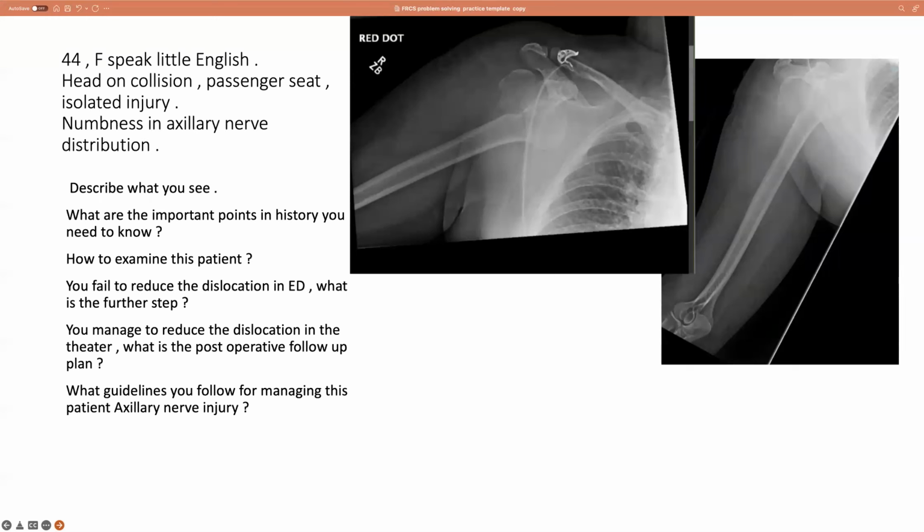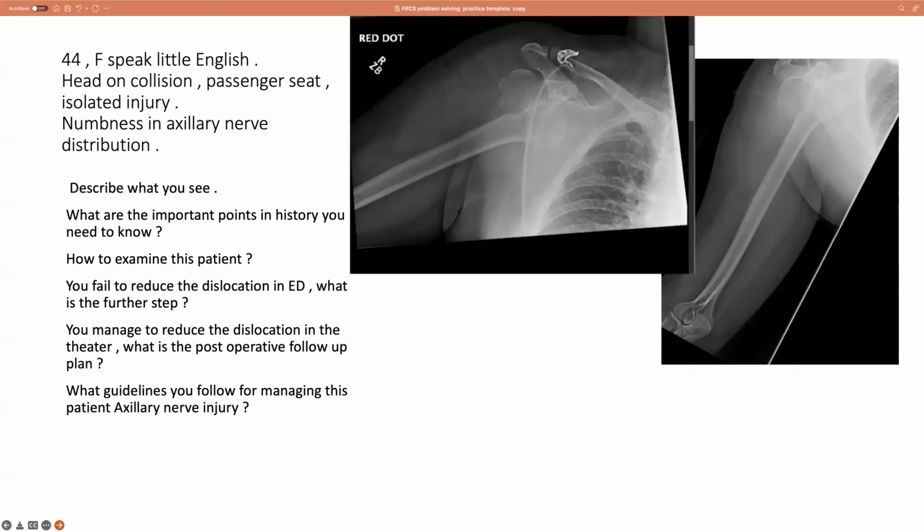44 years old, speak little English, head-on collision, RTC, passenger seat, isolated injury. She had a numbness in the axillary nerve distribution. Describe what you see. What are the important points in history you need to know? How to examine this patient?